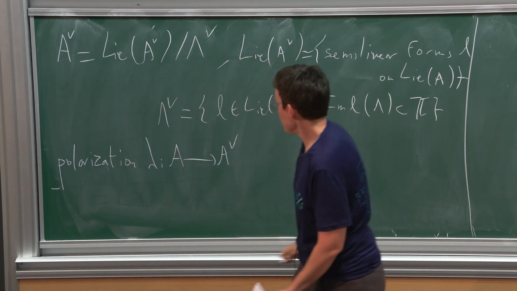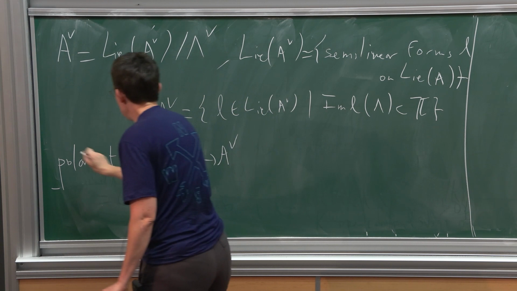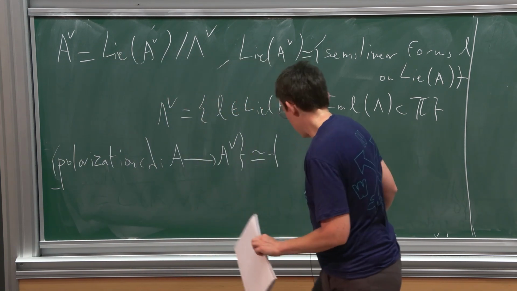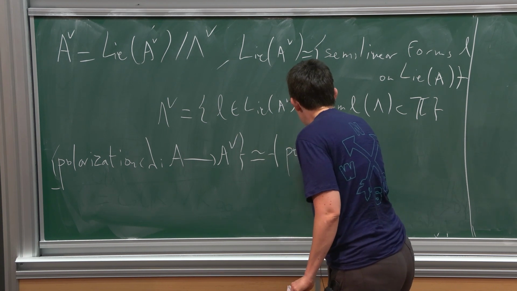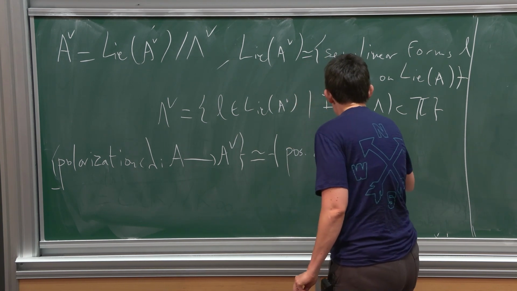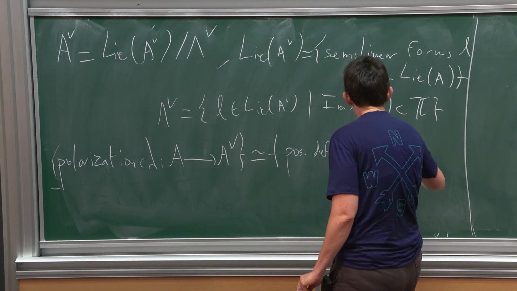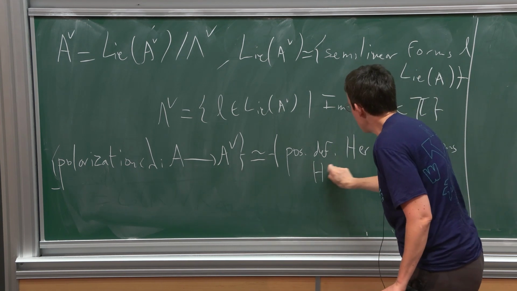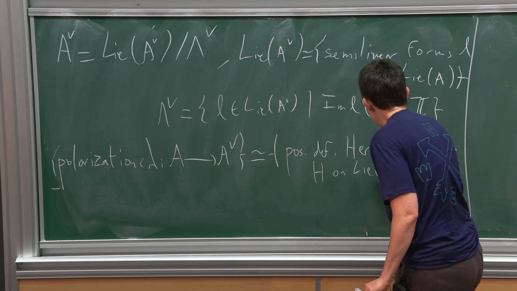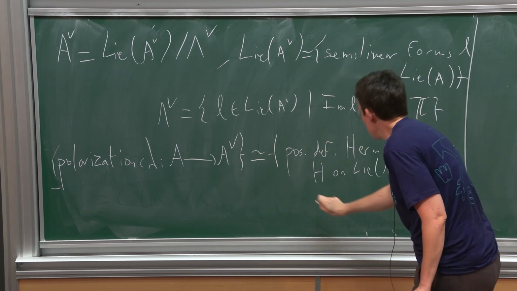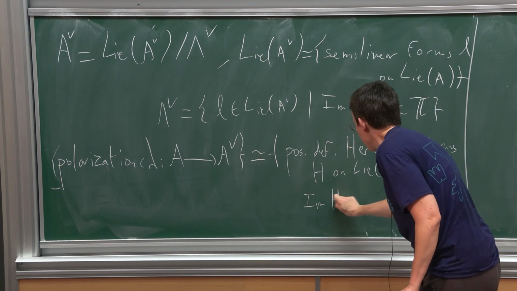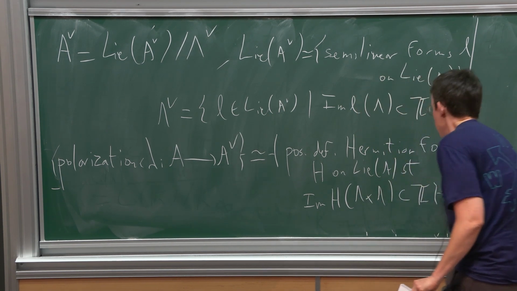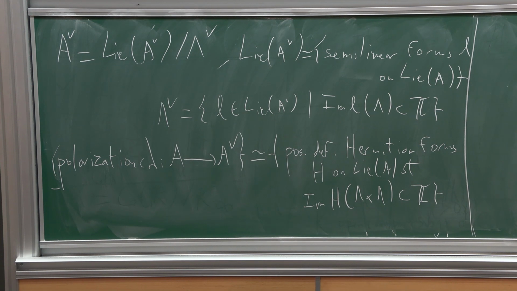So polarizations are going to be in 1-1 correspondence with positive definite Hermitian forms H on the Lie algebra, such that the imaginary part of H takes integer values on lambda.